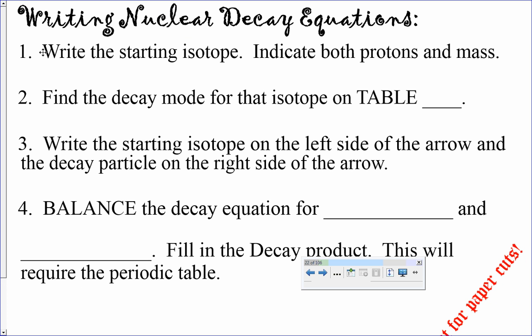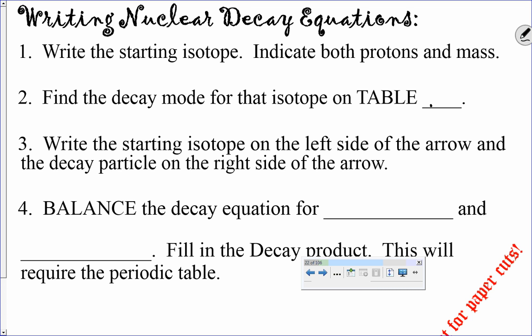Welcome to writing nuclear decay equations. Writing nuclear decay equations has a set of steps that we're going to follow. You're going to start by writing your starting isotope. We're using isotopic notation, where we include both the number of protons, the atomic number, on the bottom, and the mass number on the top.